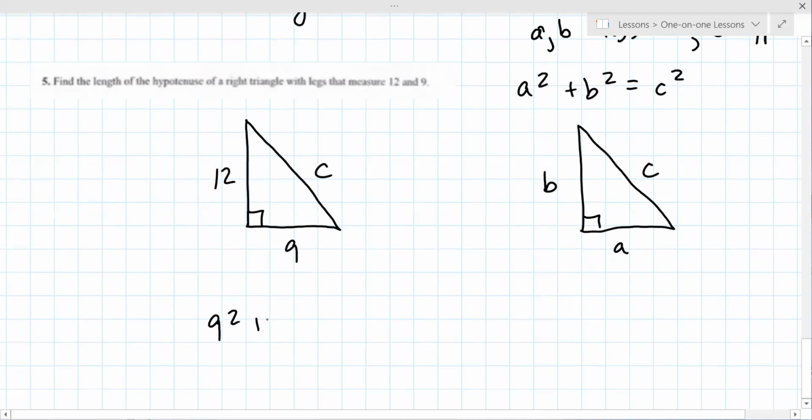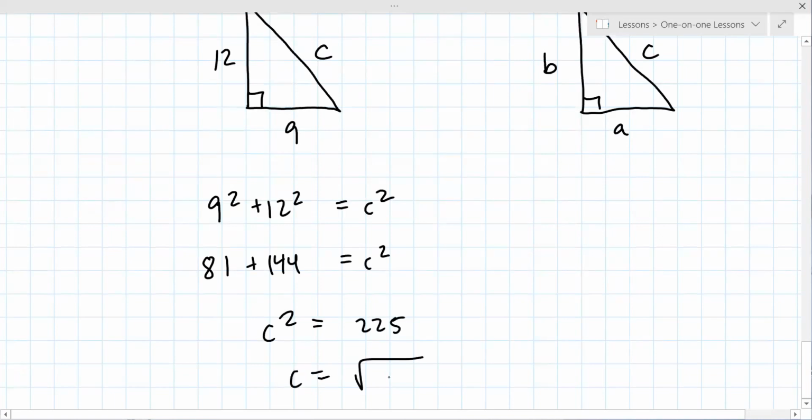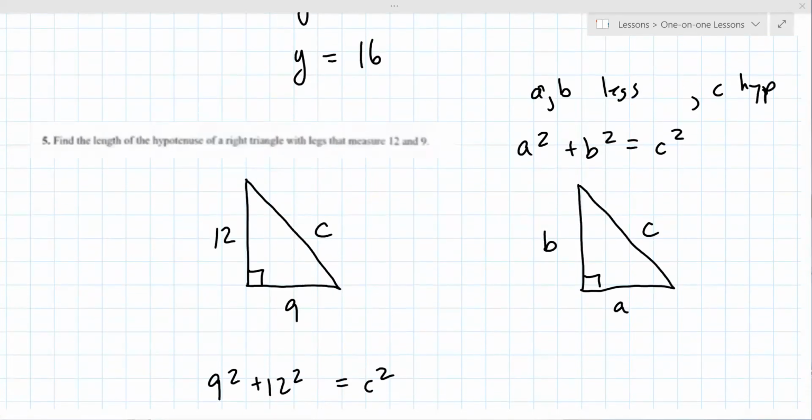9 squared plus 12 squared equals c squared. So I'll do some shortcut here for you. This is 81 plus 144 equals c squared. C squared equals 225. C equals the square root of 225, which is 15. So you definitely need to know the Pythagorean theorem. That's needed for you to do well on this test, if I assume that's what's upcoming.